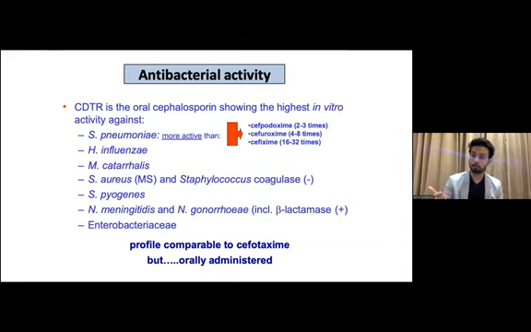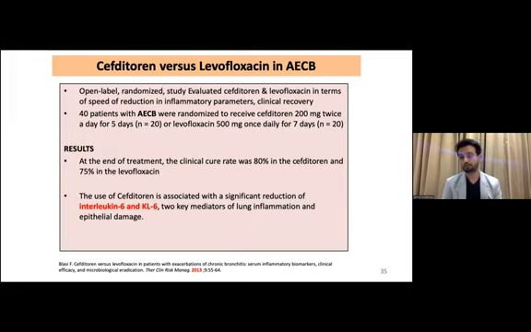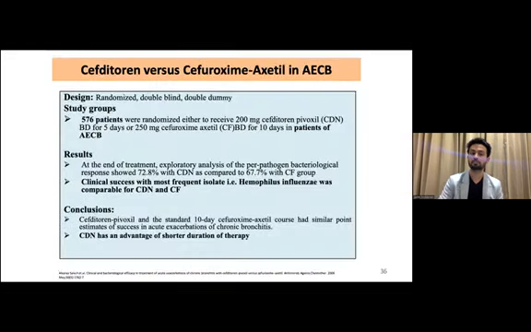So the profile of this cefditoren is almost comparable to IV cefotaxime, but the only thing is we are giving this as an oral drug. This is the trial where cefditoren was compared with levofloxacin for acute exacerbation of chronic bronchitis, wherein we found out that the clinical cure rate was 80% with cefditoren, while it was 75% in the levofloxacin arm.